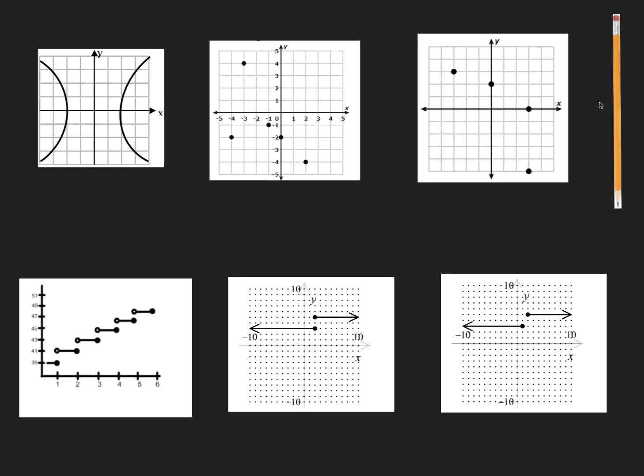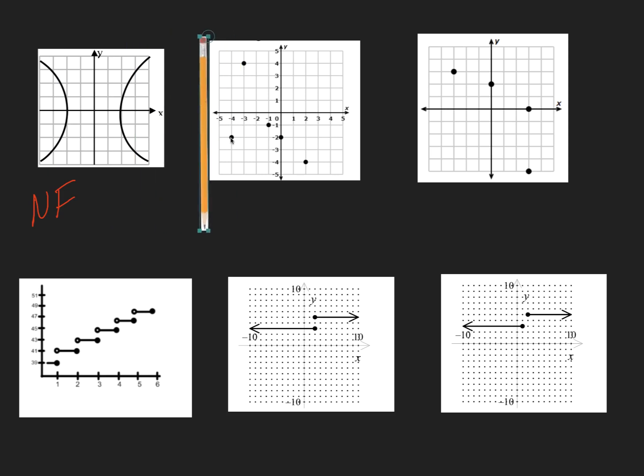Here we have another graph. Let's get our pencil. Alright, when I put my pencil here, notice the pencil is intersecting the graph at two places, therefore not a function. I'm going to write NF for not a function. Again, you can place your pencil wherever you want to. You could have placed it over here. Notice it intersects at two places, therefore it is not a function. Okay, let's get our pencil.